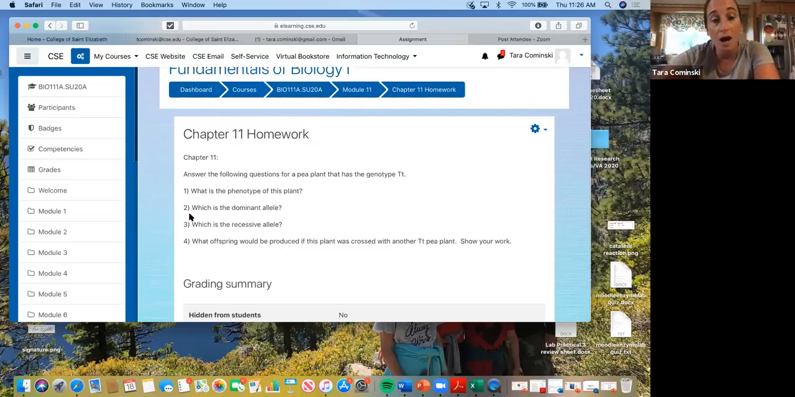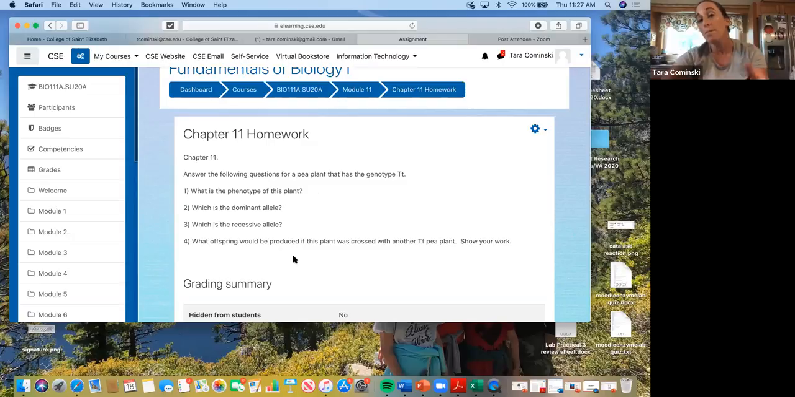Okay, so what's the dominant allele? I already said that, big T. What is the recessive allele? Little t. So the dominant allele is tall, the recessive allele is short. Okay, it asks what offspring would be produced if this plant was crossed with another big T, little t plant.